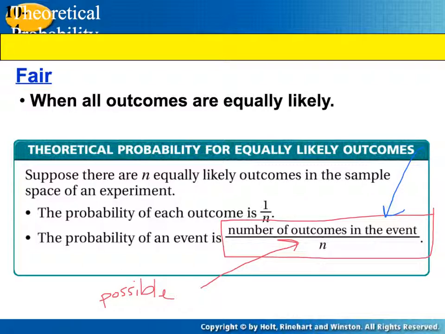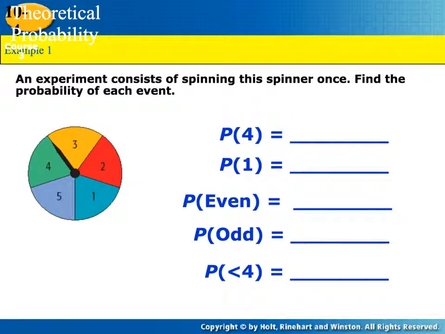So let's try a problem. Please write this down. Okay, so if you look at this, it says an experiment consists of spinning this spinner once. You're only doing it once. Find the probability of each event. So if you look at this spinner, we have the outcomes of 1, 2, 3, 4, 5. We have those outcomes. If I spun the spinner, that's the only thing I could get. 1, 2, 3, 4, 5.